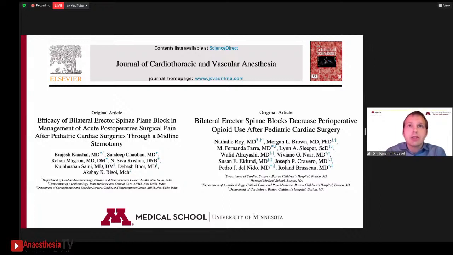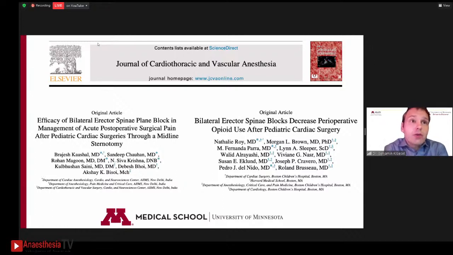If we're looking at those two manuscripts, they both investigate the effectiveness of bilateral erector spinae plane blocks in post-surgical pain after pediatric cardiac surgeries through a midline sternotomy. The article by Kaushal was a prospective randomized single-blind comparative study in which 80 children were randomized to erector spinae catheters versus no block.